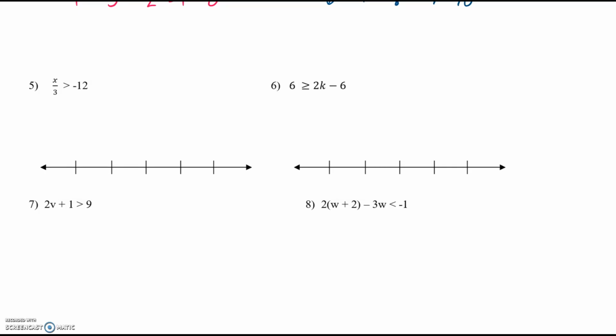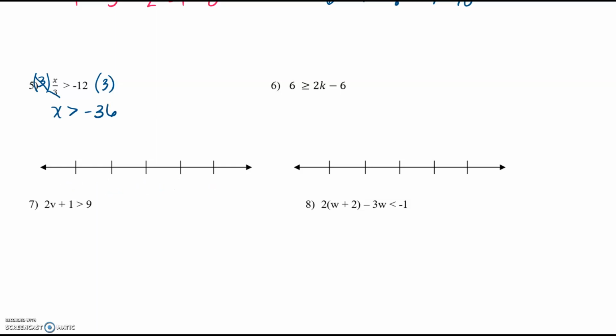I want to get x by itself. To undo division, I'm going to multiply. I'm multiplying both sides by 3. When I do, I get x is greater than negative 36. So over here, maybe I'm going to start this one and go by 2s. Negative 32, negative 34, negative 36 again. Just as long as you're consistent.